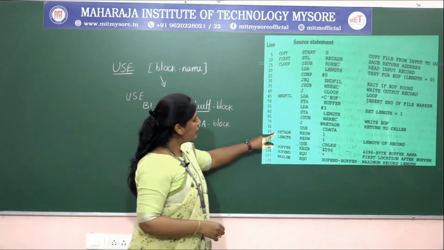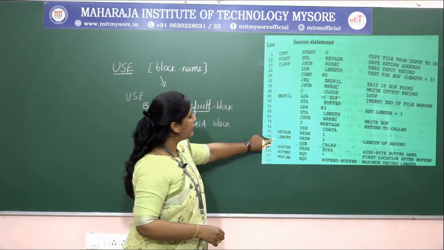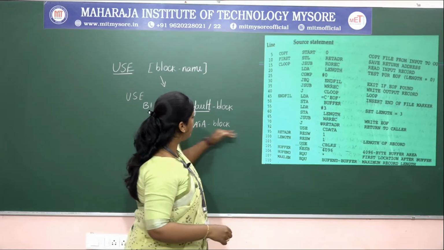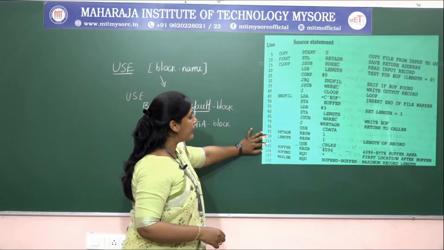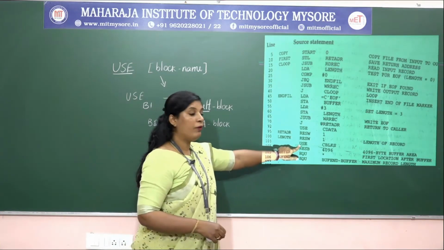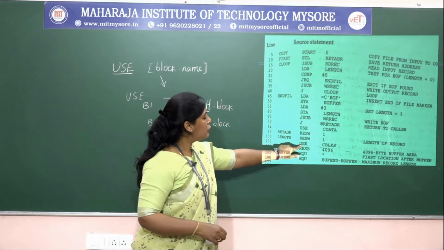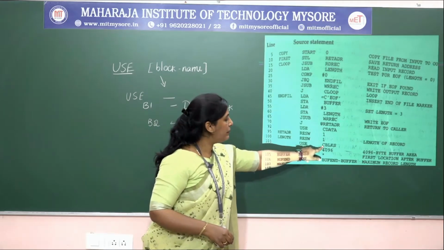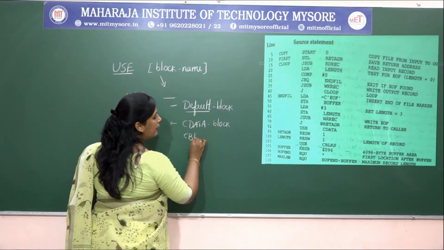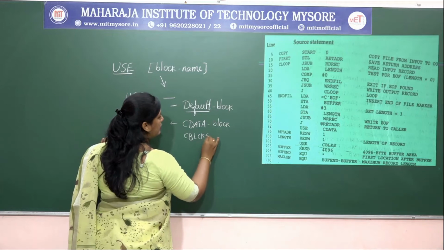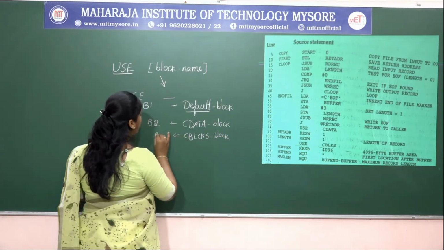At line number 95, whatever instructions are present there are going to be copied to this block. When it reaches line number 103, it gets one more USE assembler directive. What is the block name? It is C blocks. So this is the third block.